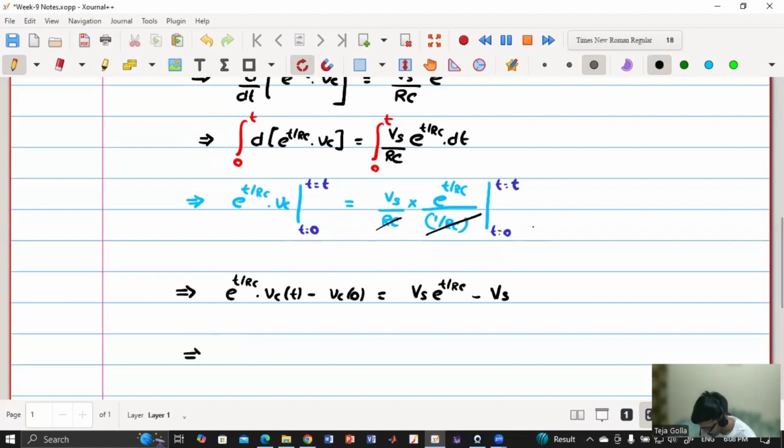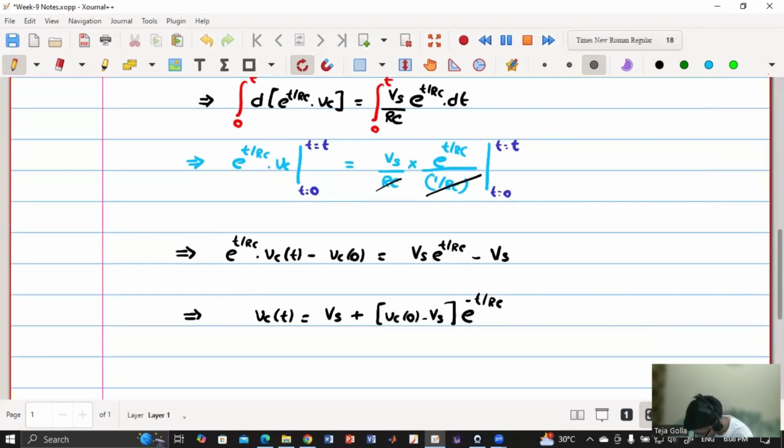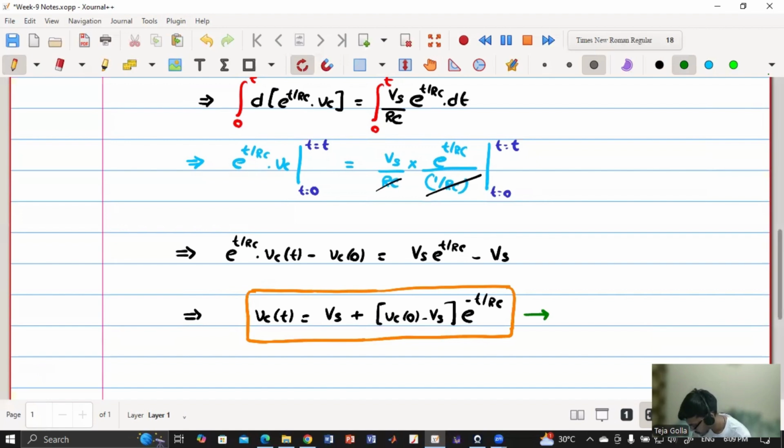Now, if I segregate the terms and calculate Vc of t, the exponential terms you write in one term, the non-exponential terms you write in the other term. So now we'll get Vs plus Vc of 0 minus Vs. Again, I'm just skipping a few simplification steps. It is very simple math, so I hope you will be able to do it, and I also want you to give it a try. So we'll get something like this. So this is the solution.